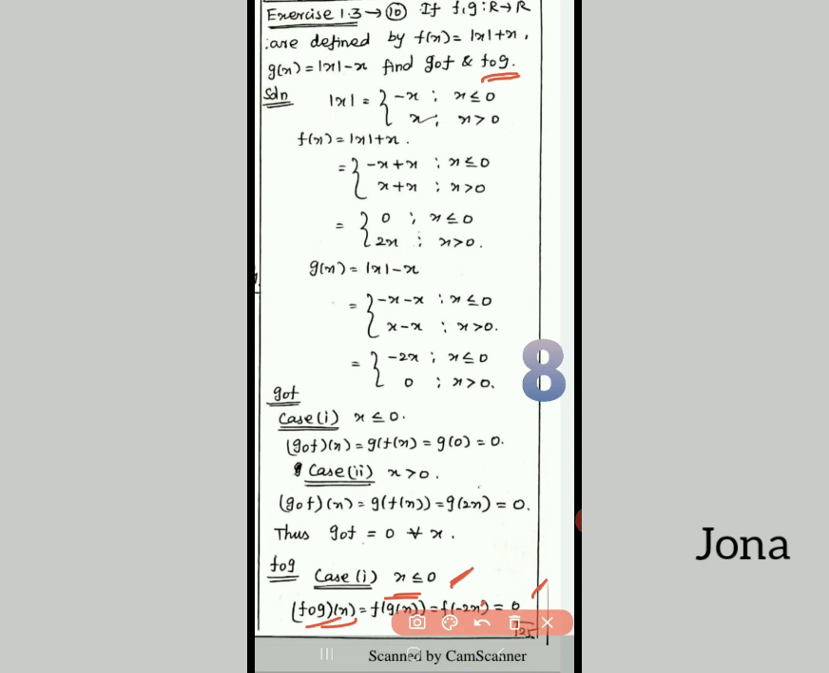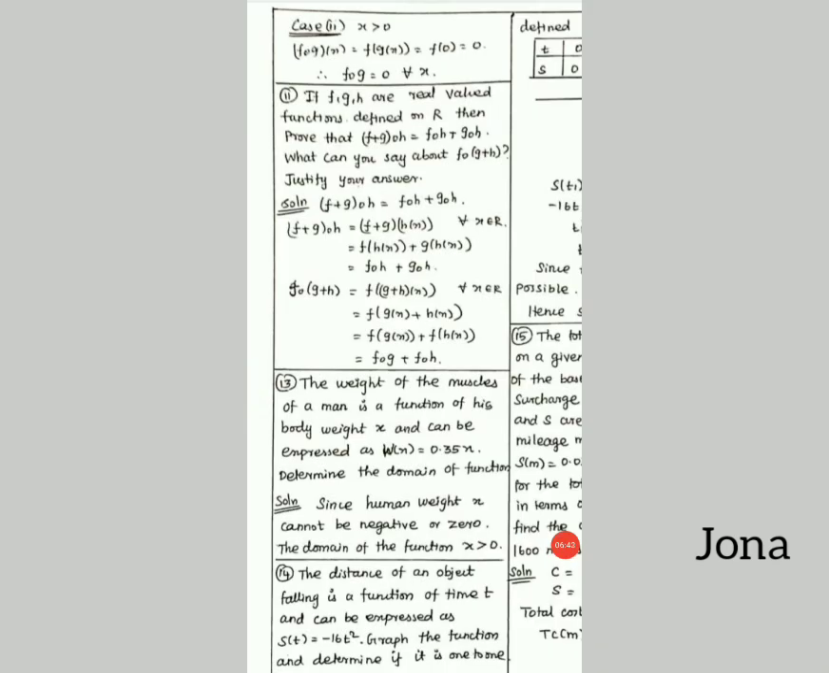Okay. The next case, I got x greater than 0. F dot g of x. Here we can change the bracket there, f of g of x. So g of x is 0. So f of 0 will be 0 only. So f dot g is also 0 here.